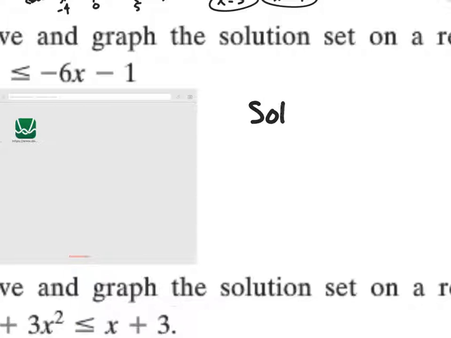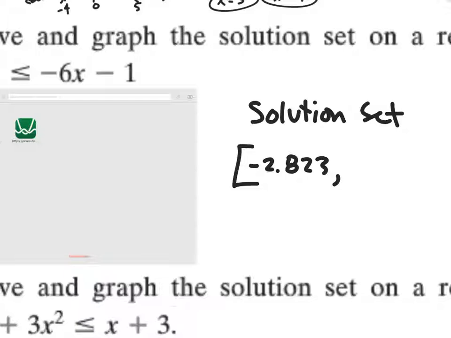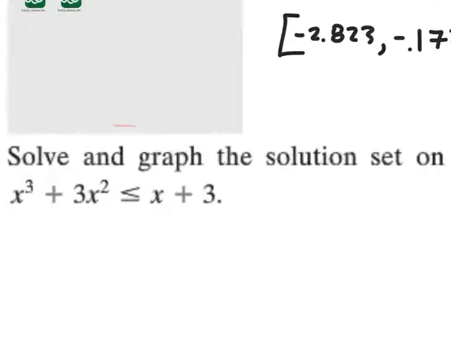So our solution set would be from negative 2.823 to negative 0.177. So you're just looking to see where those points are going to be above that line, okay? So that's what I got. All right, so when that graph is larger. All right, let's go to the next one.